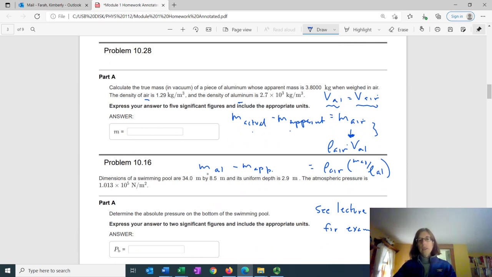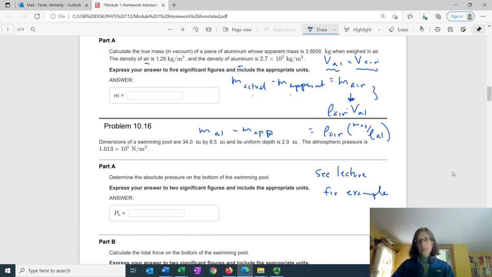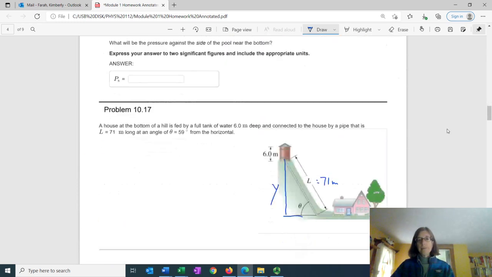So we now know that the mass of the aluminum minus the apparent mass is going to equal the density of the air times the mass of the aluminum over the density of the aluminum. So all we're doing here is rearranging these equations, and using this, you should be able to calculate out the true mass of the piece of aluminum. 1016, I did one very much like this in the lecture as an example, so you can take a look at that.